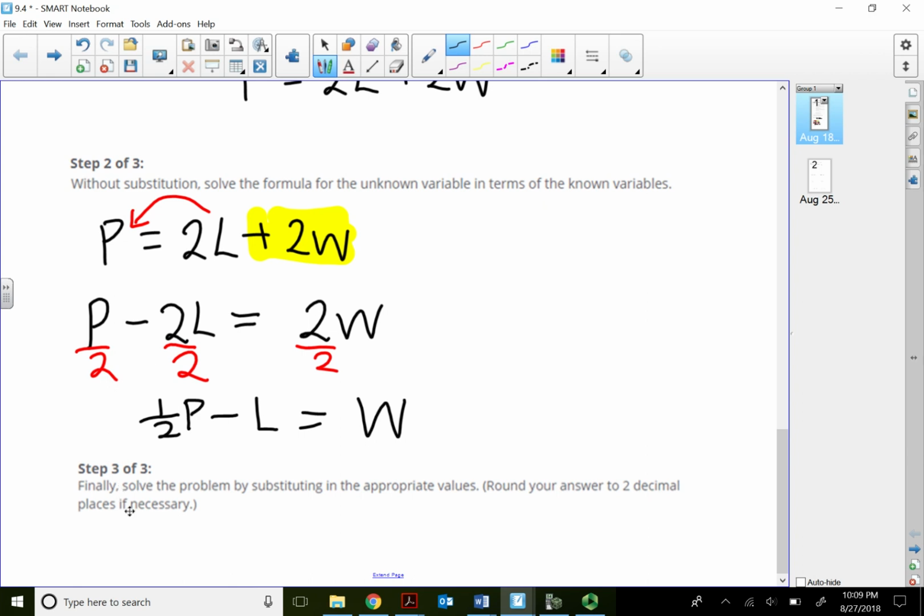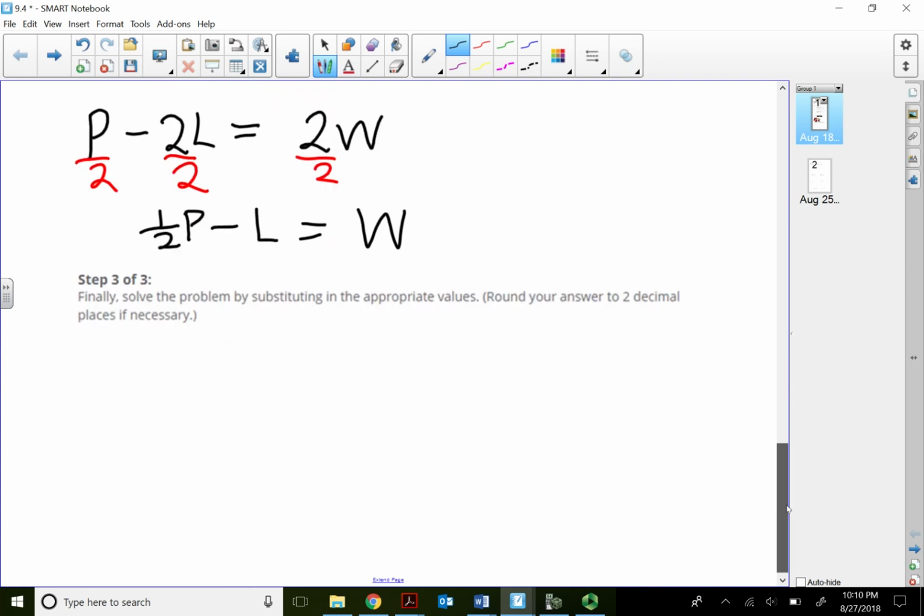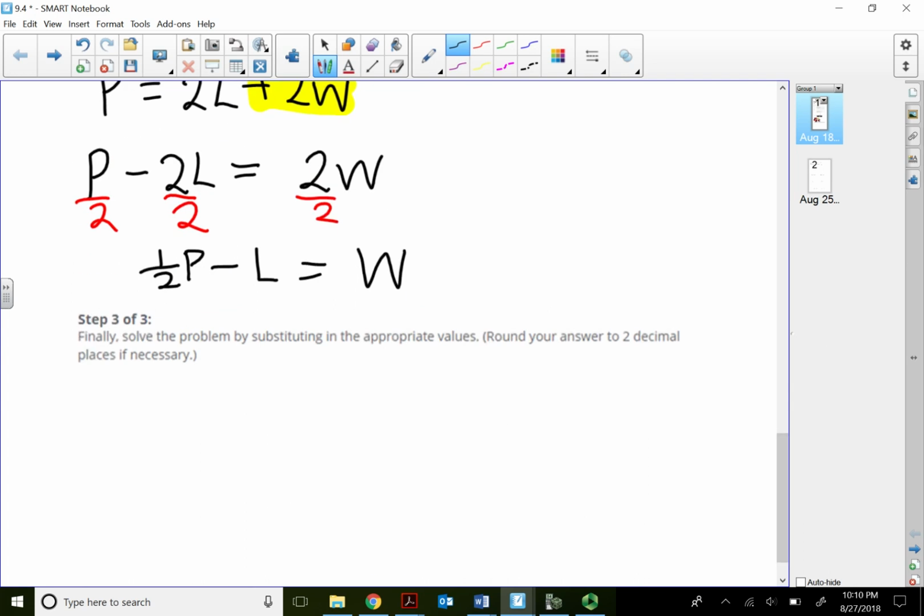Now step 3 of 3, finally solve the problem by substituting the appropriate values. I'm also going to take this opportunity to key this into the calculator to show you how to do it. I hope it's okay that I write my W now on the left side, because it's the same thing. You read it from the right, W equals; you read it from the left, also W equals half P minus L. So I'm going to substitute 34 for P.